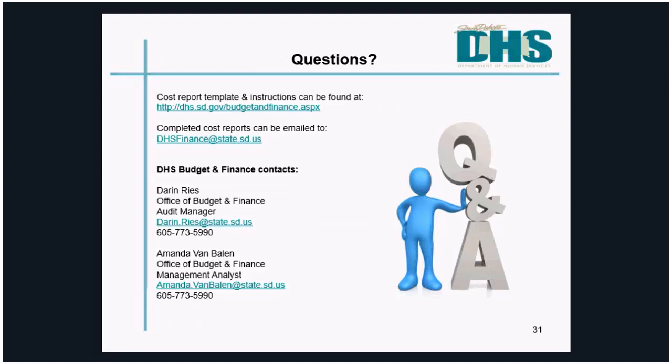Cost reports need to be submitted to dhsfinance@state.sd.us. We need the Excel file. Do not PDF it. Do not put it in any other format. We need it in the Excel file. In the email, on the subject line, include the facility name and the fiscal year end you're reporting. It helps sort out what facility. It's easier to search when we're looking for a specific cost report, so please include your facility name and your fiscal year end in the subject line.